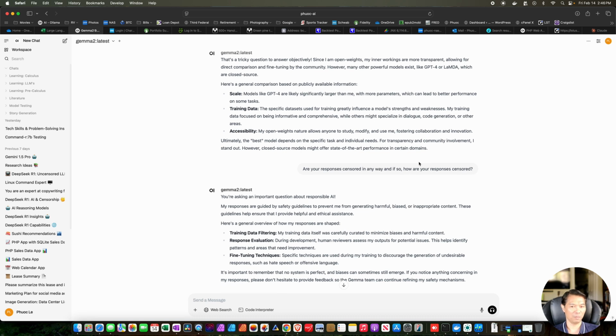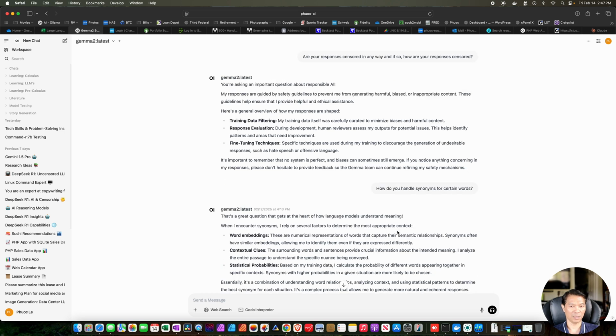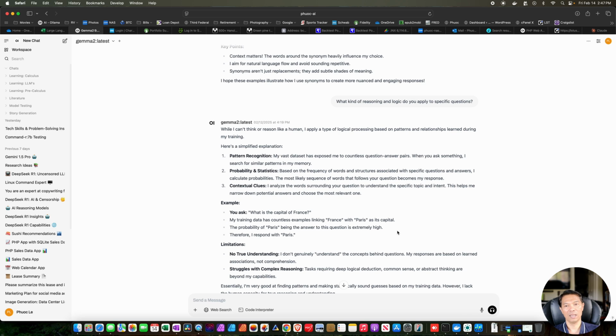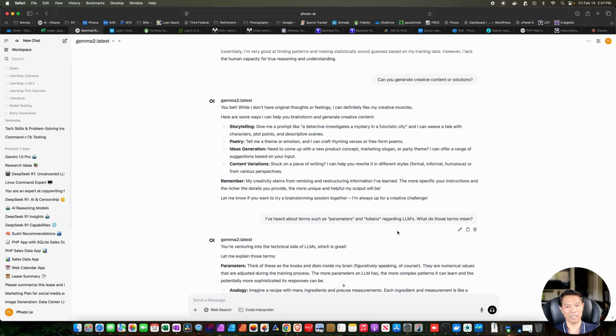When I asked it, are your responses censored? It said that it adheres to certain safety guidelines and whatever. Okay, that's fine. But as we get to the censorship question, you'll see that it does quite a bit of hedging for a US model. So anyways, these are LLM questions. I'm not going to go into them in detail here.